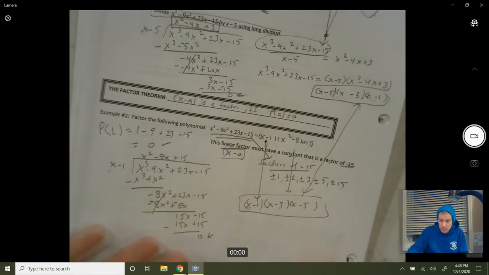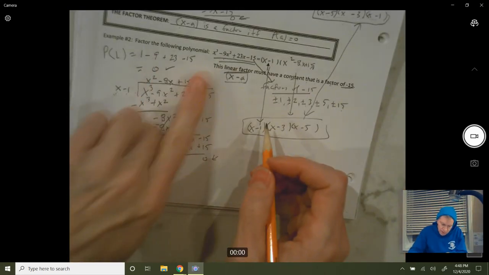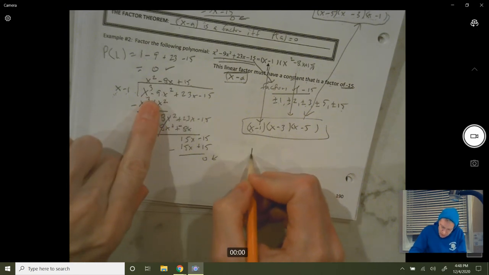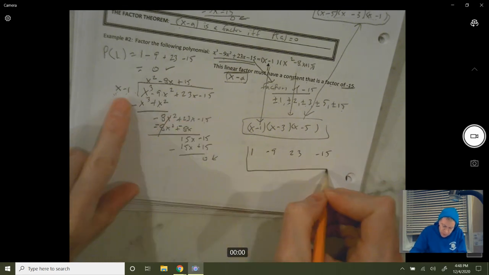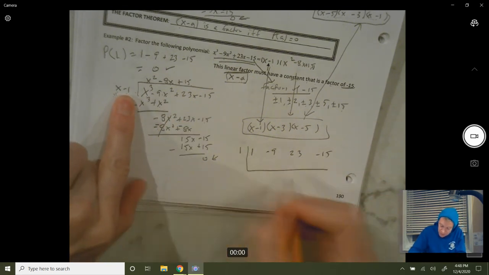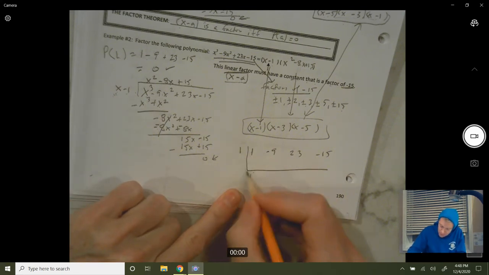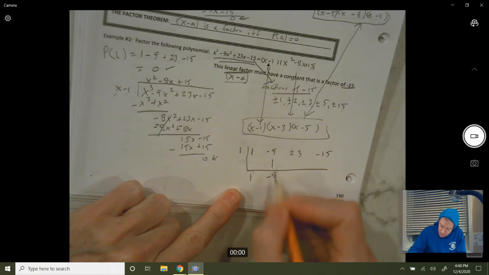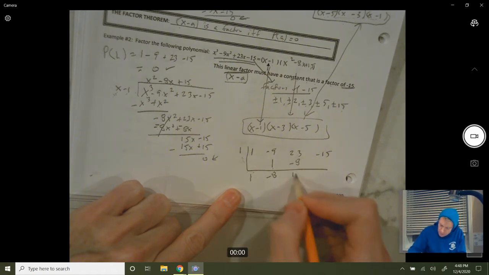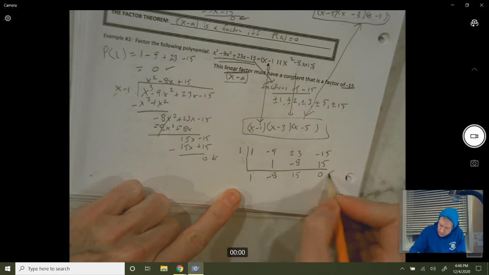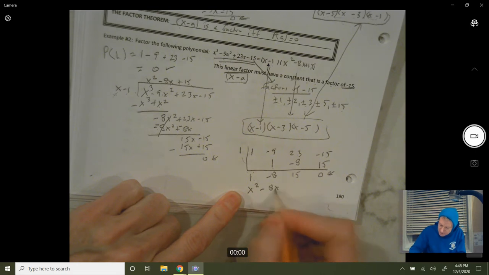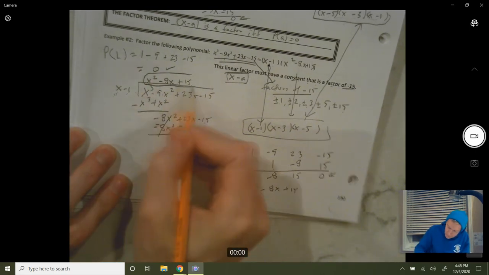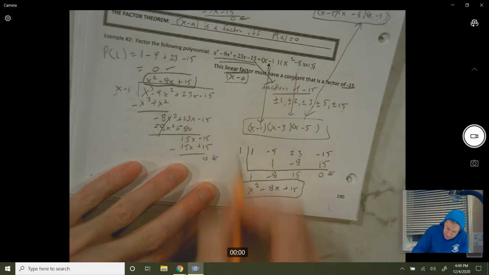Okay? Now, if you want a refresher on synthetic division, if we wanted to do this with synthetic division, we want to divide this. We would do the 1, negative 9, 23, and negative 15. We're dividing by x minus 1, so you put positive 1 there. Bring down the 1, multiply by 1, add these together. Multiply by 1, add these together. Multiply by 1. And here's our remainder of 0, which means it divides evenly. And this stands for x squared minus 8x plus 15, which is what we got over here. So if you want to use synthetic division, that's quicker.